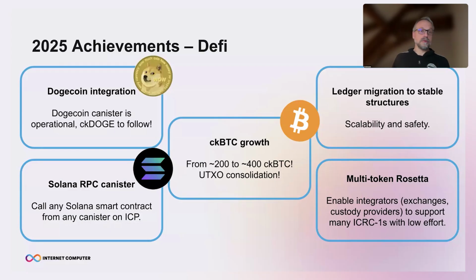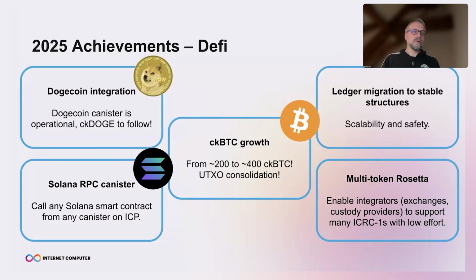We also launched multi-token Rosetta, so that will enable external entities like exchanges, custody providers that want to support ICRC1 tokens like SNS tokens, CK tokens, or any other such token on ICP with less operational overhead. They only need to run one instance of this Rosetta protocol that is used for integrations.